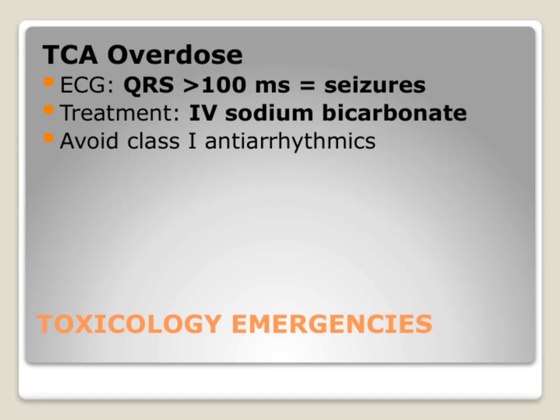Let's talk about TCA overdose and what to watch for. When dealing with a TCA overdose, one of the key signs on the ECG is a QRS duration greater than 100 milliseconds. This can actually lead to seizures, so it's a critical point to recognize early. In terms of treatment, administering intravenous sodium bicarbonate is the mainstay. It helps to narrow the QRS complex and counteract the cardiotoxic effects of the overdose.